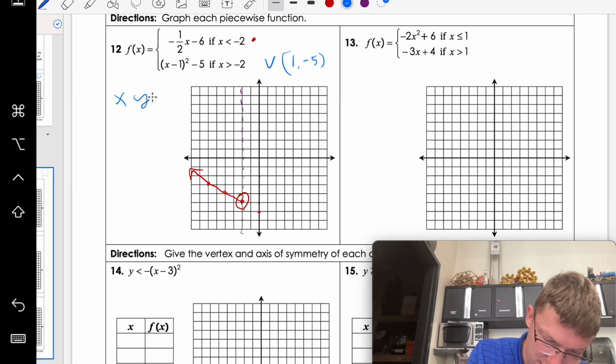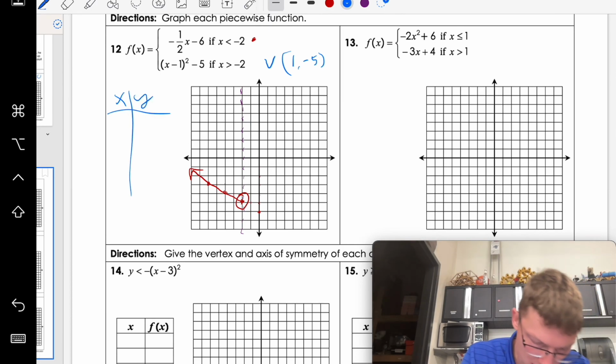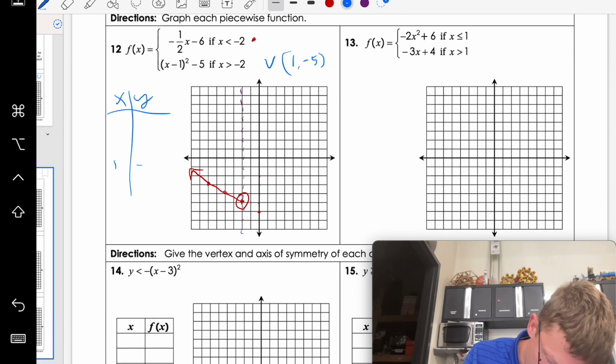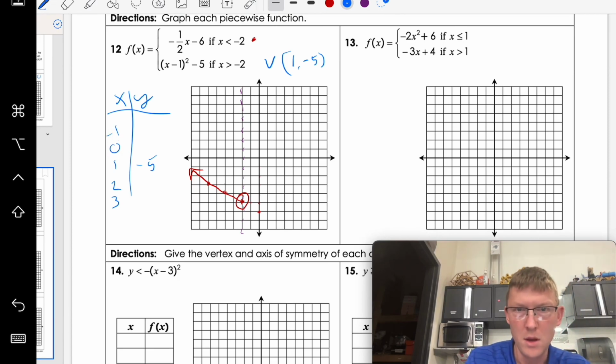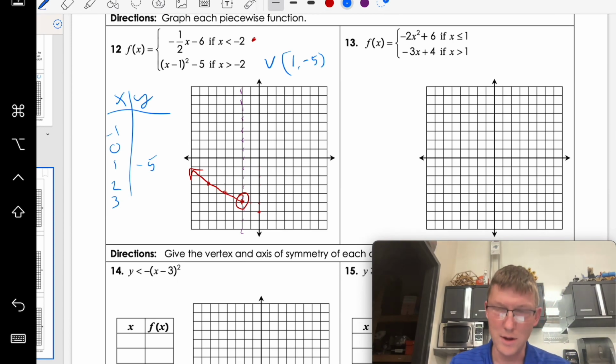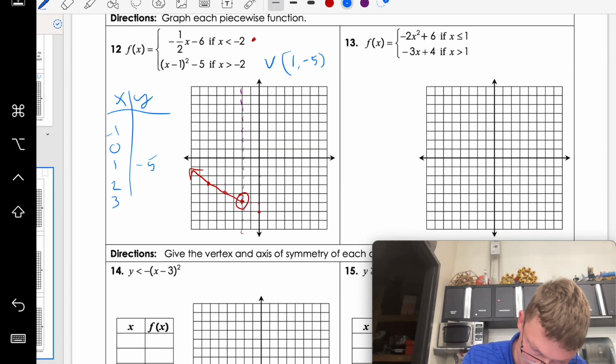If I were to do my XY chart, I've got 1, -5. I guess we'll go to 2 and 3, and then 0 and -1. And let's see here. I'm going to actually have to use my calculator because I don't have those pre-done. I'm actually just kidding. I don't need my calculator because I know my translation. So believe it or not, I'm just going to draw a parabola. This would be the parent function of a parabola.